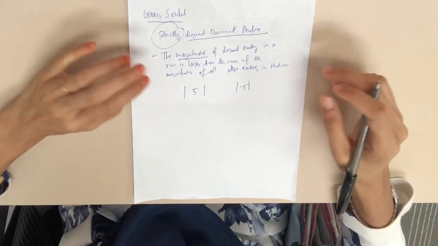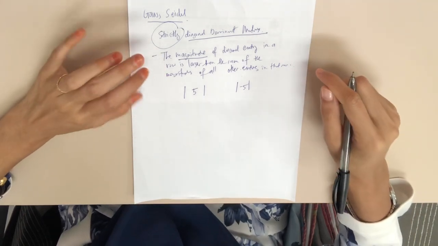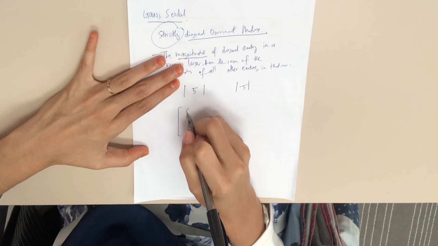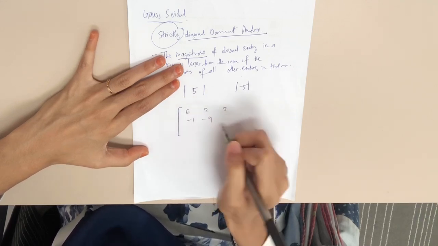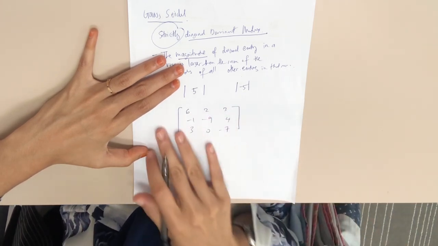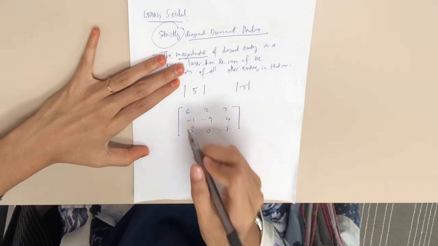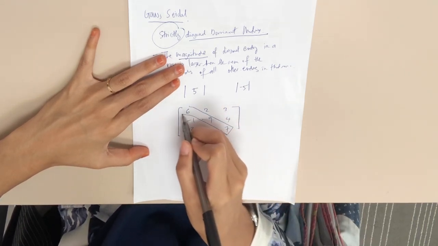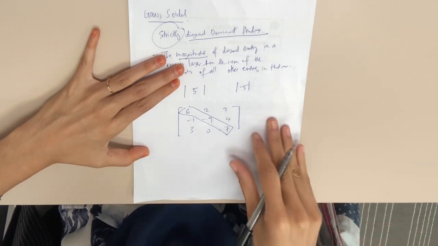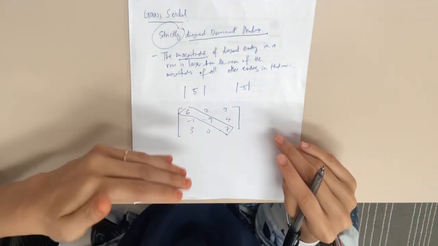Alright, now I will show you in a mathematical equation what magnitude means, or what a strictly diagonal dominant matrix means. For example, you have this 3x3 matrix. First, find out where your diagonal is. This is the diagonal, and the entries at the diagonal are 6, -9, and -7. Now we will check one by one, starting with the first row, second row, and third row.